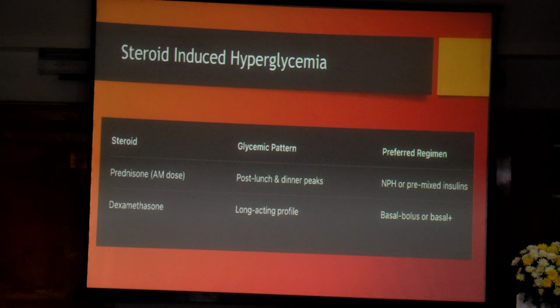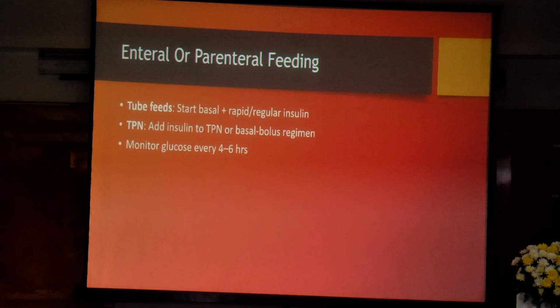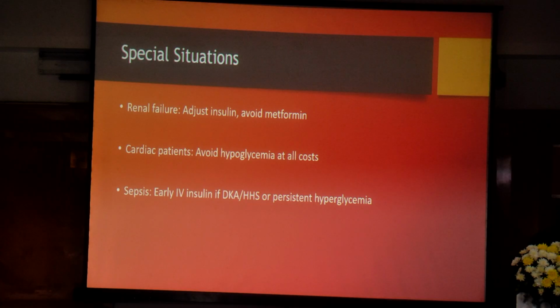In terms of steroid-induced hyperglycemia, based on the steroid use, we can use either NPH or premixed insulins, or stick to basal bolus or even basal plus therapy as appropriate. In terms of enteral or parenteral feeding, basal bolus with short-acting analogs would work very well. In terms of TPN, again add insulin to the TPN itself or use a basal bolus regimen and monitor the glucose every 4 to 6 hours.